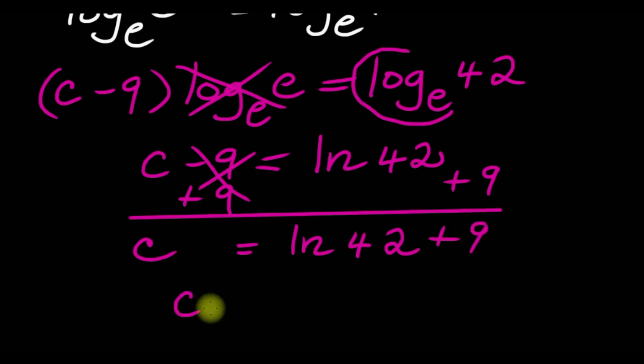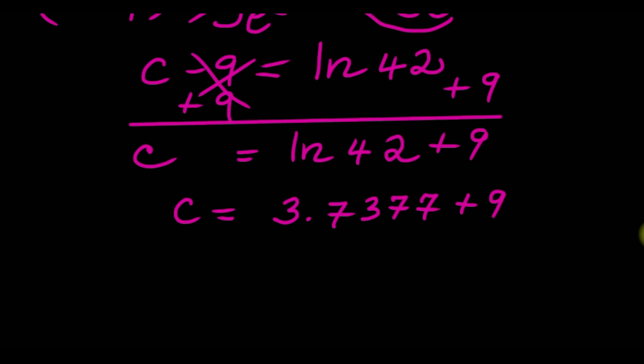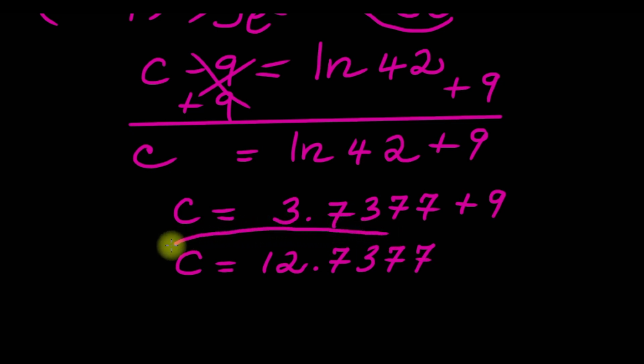So c is ln 42 plus 9. Now we have to use the calculator to find out what ln of 42 is. And that is going to be 3.7377, and then plus 9. Okay, we're going to end up with c is 12.7377. Okay, so this is what c is.